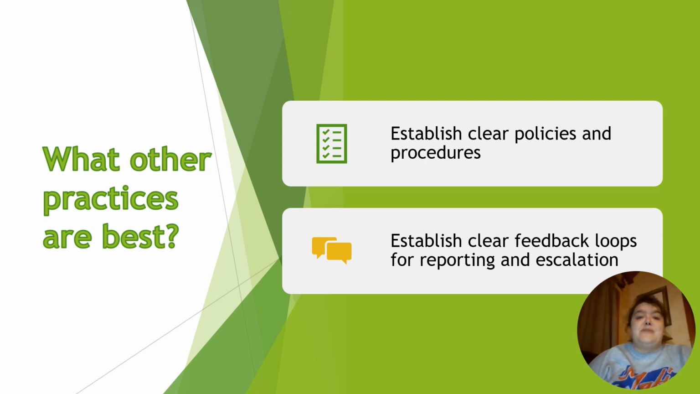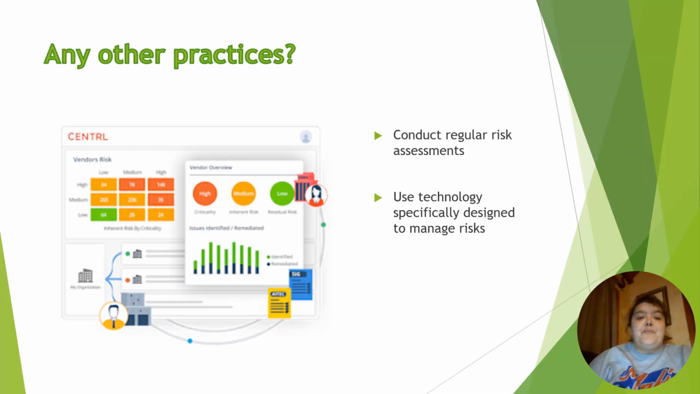It's also important to establish clear feedback loops for reporting and escalation. This can be done through well-written procedures that give step-by-step instructions on what to do and who to contact when a risk occurs. It may seem trivial to write these steps down, but when a risk occurs, you can get shocked and forget what you're supposed to do and in what order.